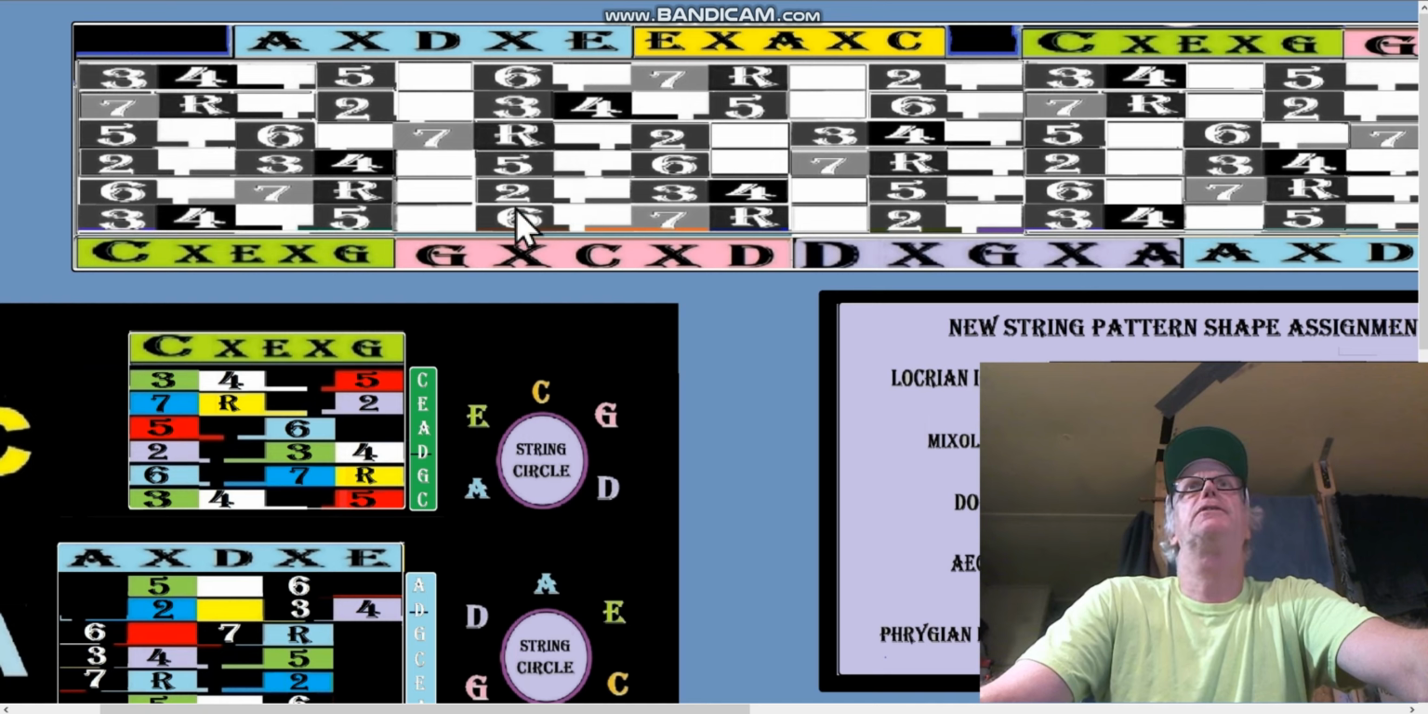5, 6 is going to share with the G shape 6, 7 root. 6 is the shared note. But 6, 7 root is going to share with 7 root 2. 7 and root are the shared notes.